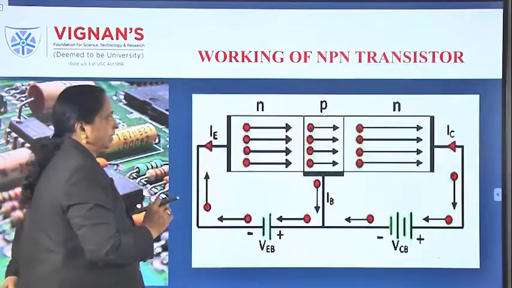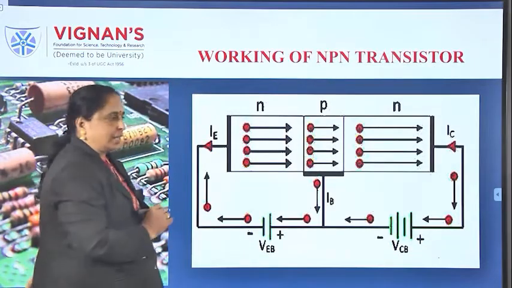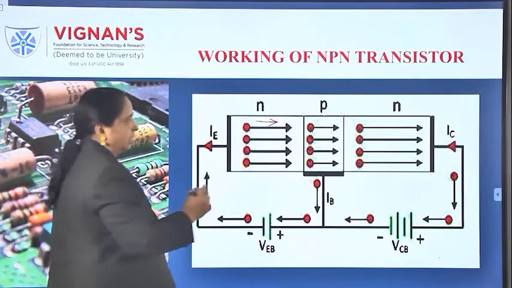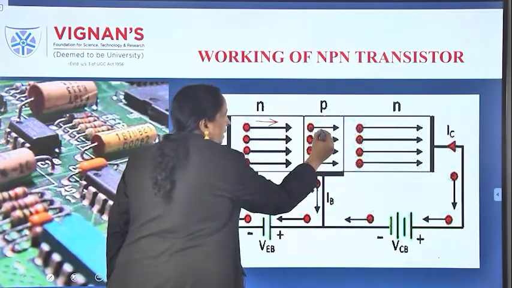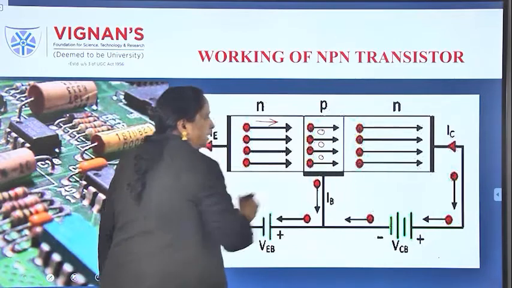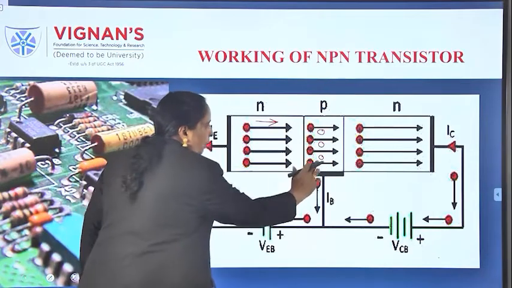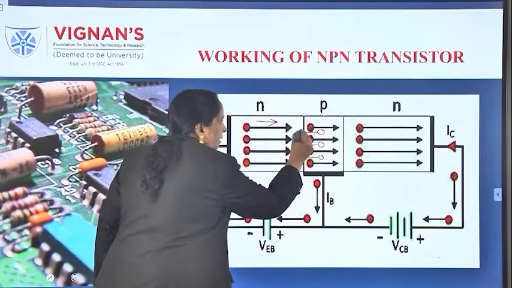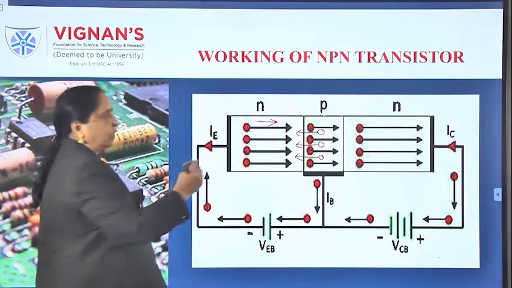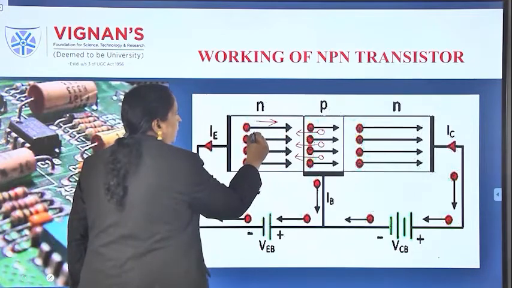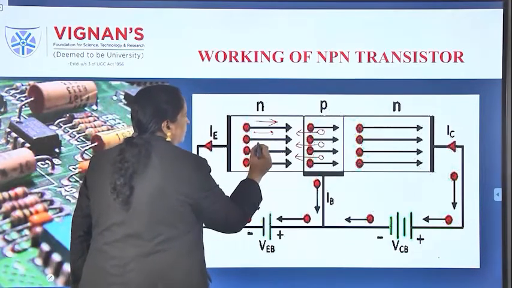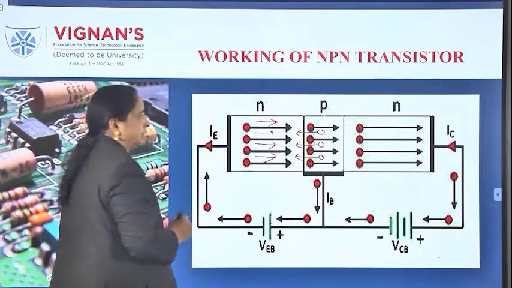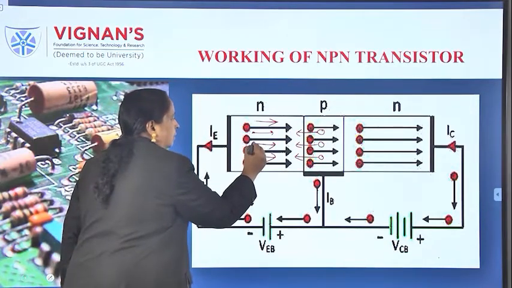So in the NPN transistor, the electrons are moving from emitter to base, while in the p-type material the holes are majority charge carriers. They are repelled by the positive terminal of the battery and will move towards the emitter side, while all the electrons are moving from the emitter to the base. All these are electrons.